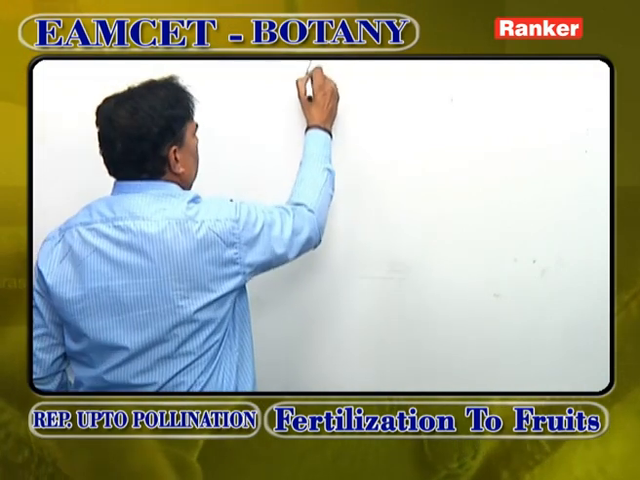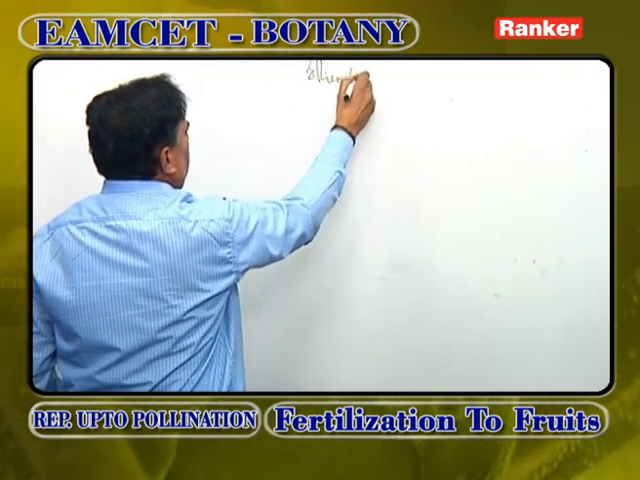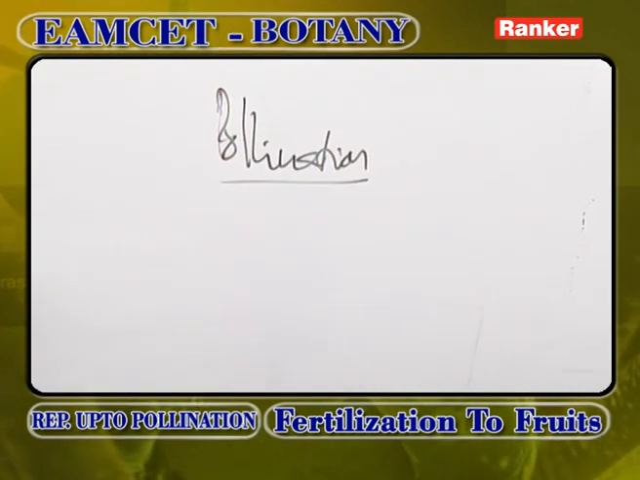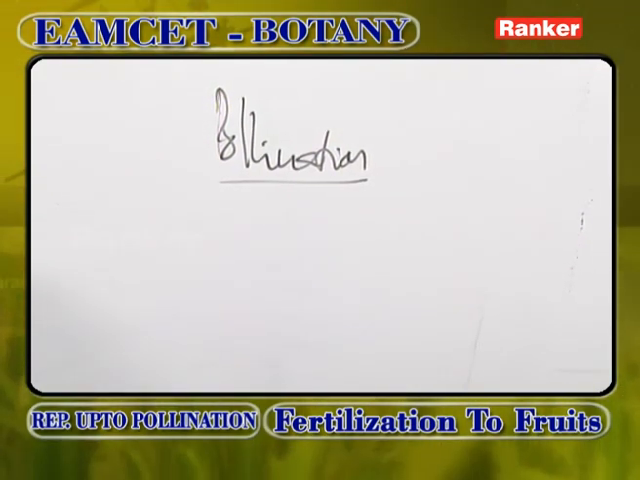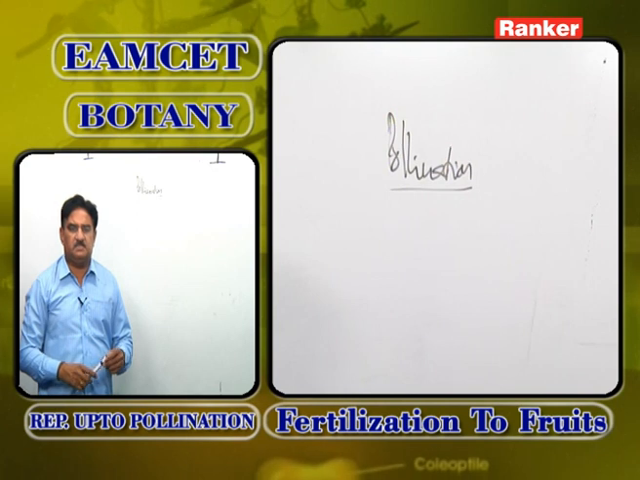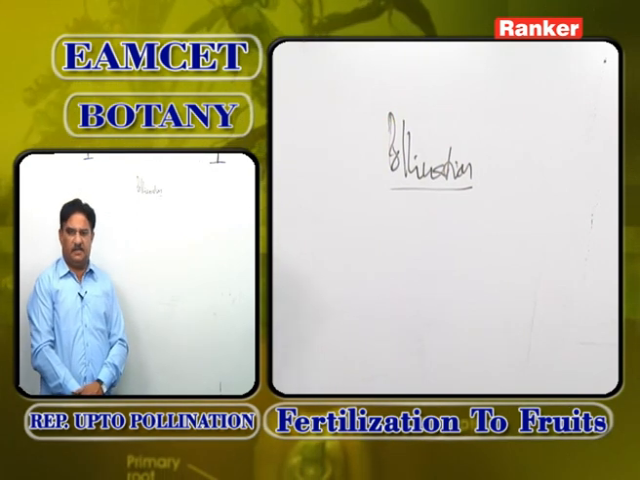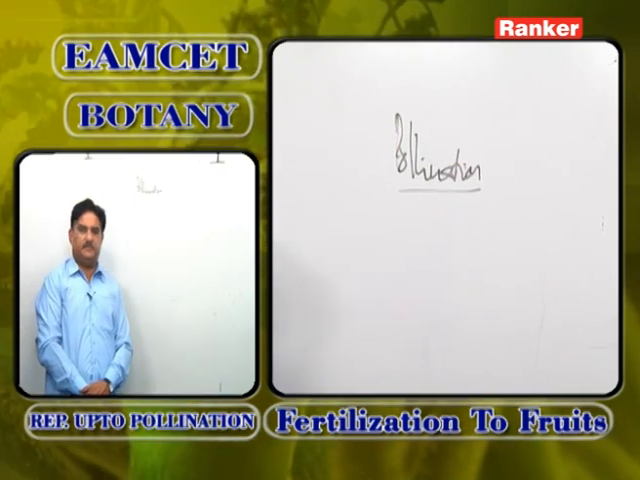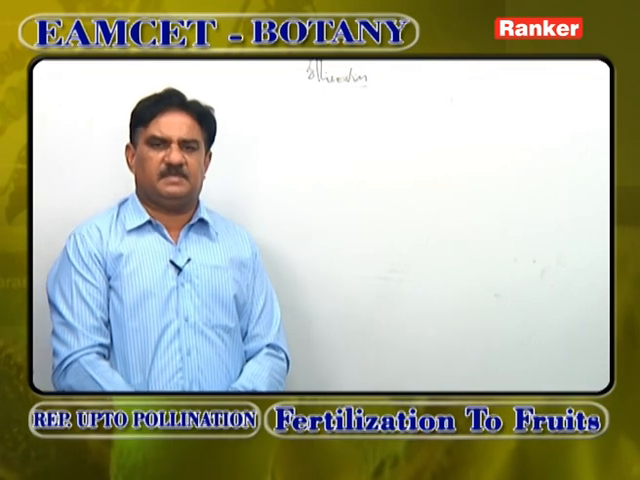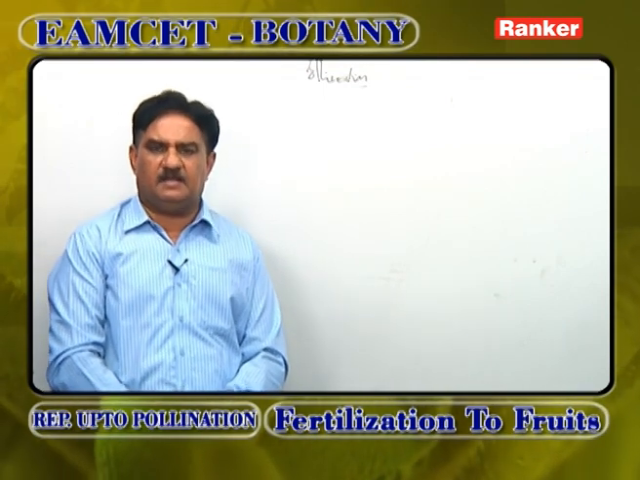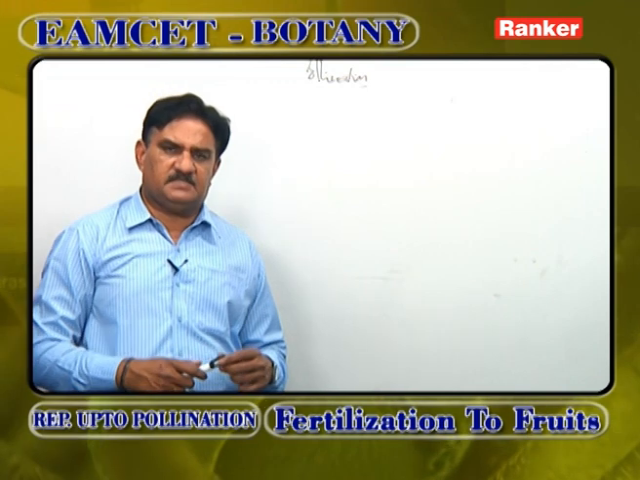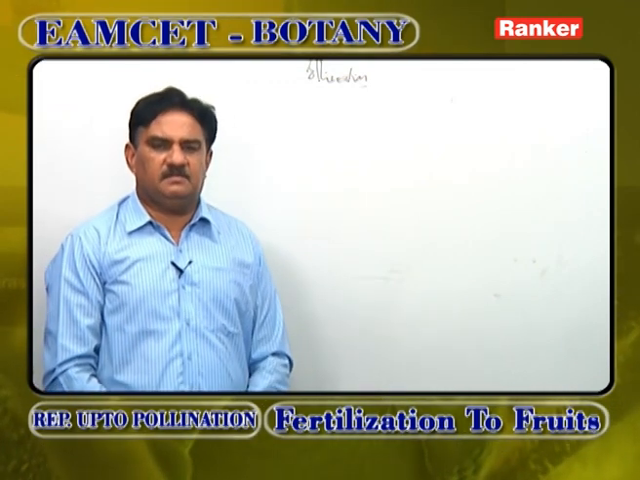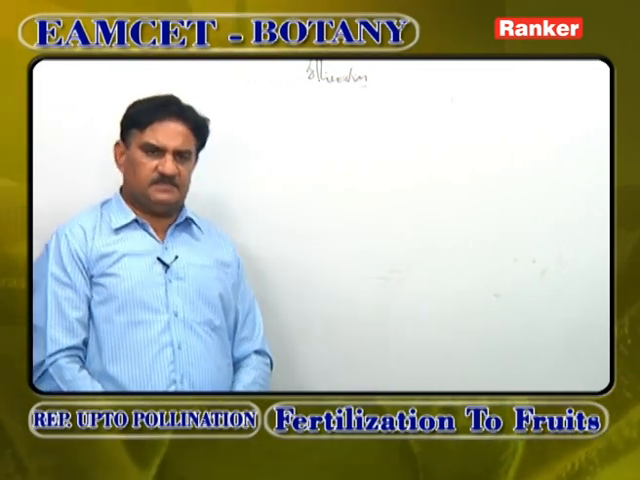Next, pollination. The transfer of pollen grains from anther to the stigma is called pollination. Pollination in plants is of two types: direct pollination and indirect pollination. Direct pollination means pollen grains first reach the ovules, because here the ovary, style and stigma are absent. When pollen grains first reach the ovule, it is called direct pollination, found in gymnosperms.